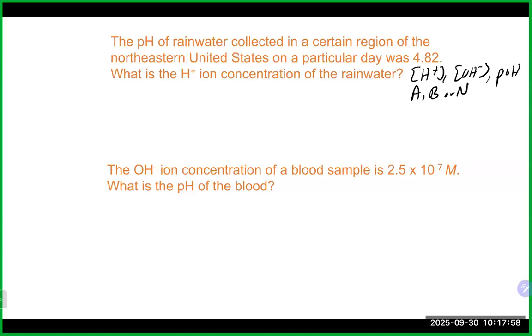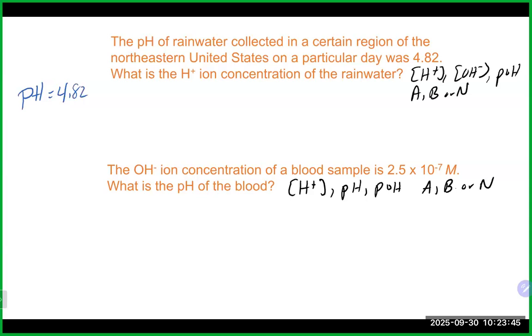And for the bottom one here, we have an OH minus concentration of 2.5 times 10 to the minus 7. Let's also calculate the H plus, the pH, the pOH, and is it acidic, basic, or neutral? All right, so okay, let's take a look. So on the first one here, we are given the pH of 4.82.